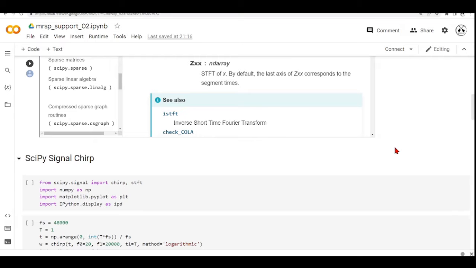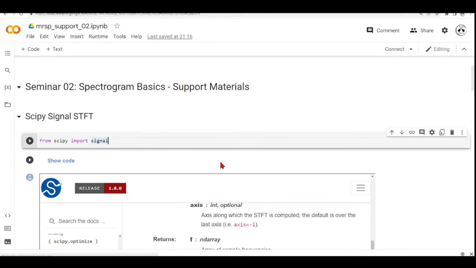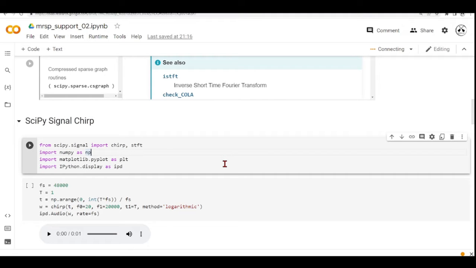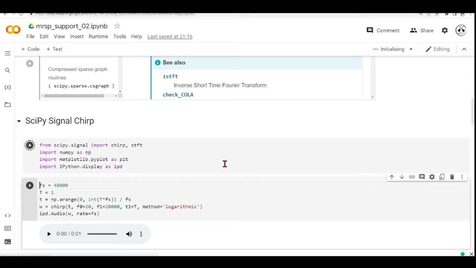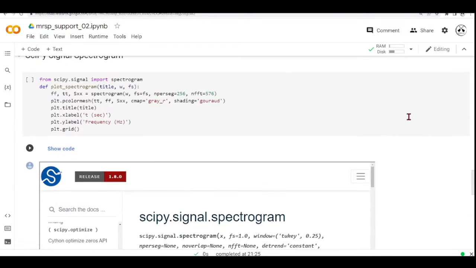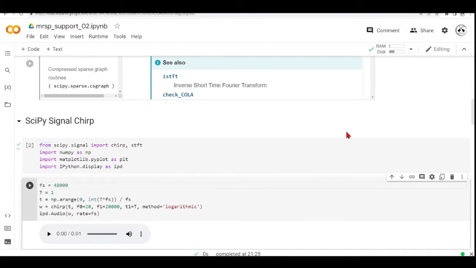To have an example, we will now move on and define a signal. First, I'm going to import scipy. We are going to use a chirp signal. If you're not familiar with chirp, we can also take a look at the documentation of the chirp.